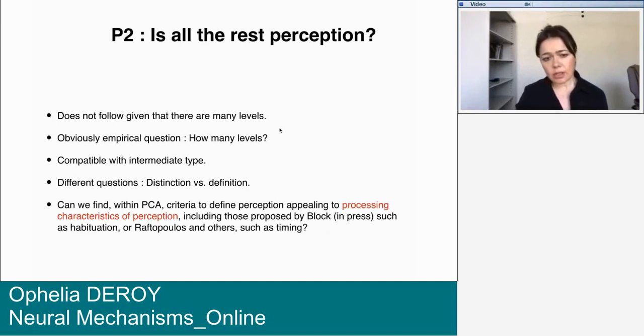I'm thinking here about processing characteristics such as, for instance, some properties of habituation, which you will find only at lower perceptual levels, as Ned Block has argued in his forthcoming book. And there are also properties in terms of timing or speed of processing that have been suggested that really could still work for providing a substantial definition of perception, a way to distribute the levels between perception and not perception in that framework.